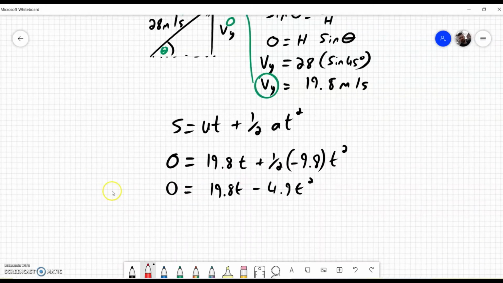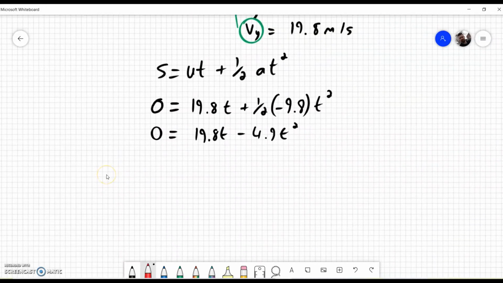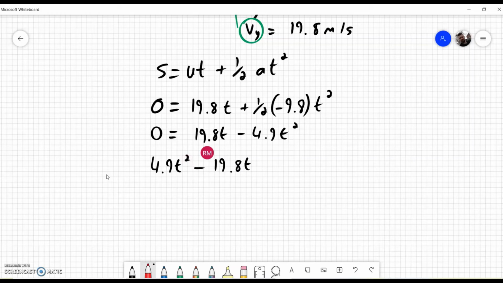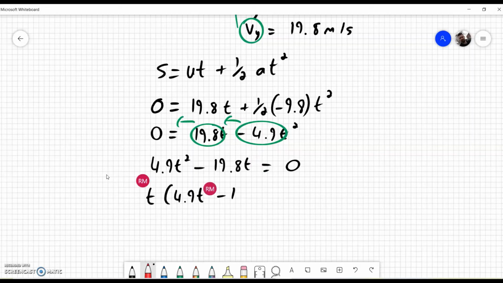So when I've done that, this now just becomes a bit of a simple quadratic factorization. I'm going to move everything over to the left, and that's going to give me 4.9t squared minus 19.8t. So again, the mathematical step was I moved this to that side of the equal sign, and I moved this to that side of the equal sign as well. That is now equal to 0. I see t's in common with both of them. So t times (4.9t minus 19.8). So I factorized out those two terms.